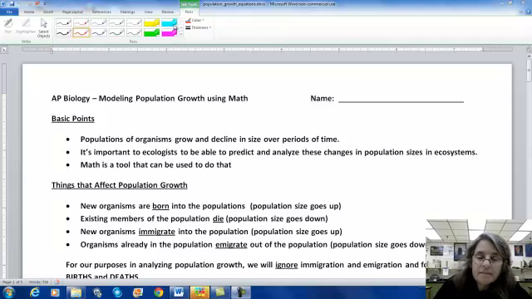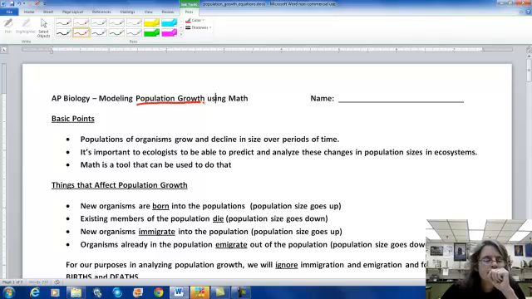All right, my friends, we have come to that time that we all dread, and that is the time when we have to use math in ecology. Okay? The way we are using math in ecology is to study and model population growth.